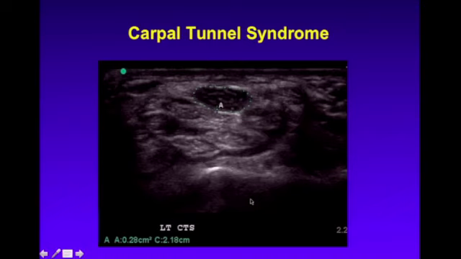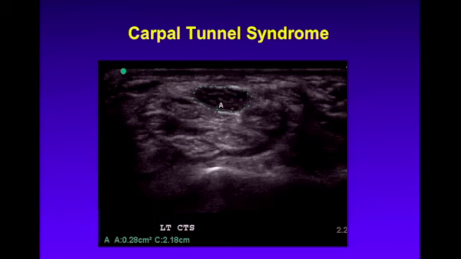As we compare it to this individual who had clinical carpal tunnel syndrome, you can see that the measurement is 0.28 square centimeters, which if we use the absolute numbers, I told you up to 0.09 is normal. So this is essentially 3 times the normal size of a median nerve, and that is indicative of carpal tunnel syndrome. We can then go on and look to see what is causing it.